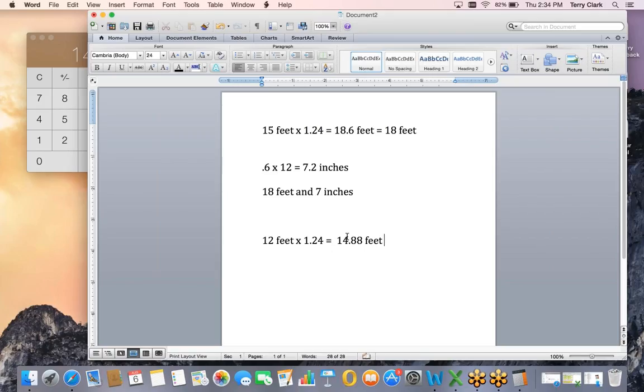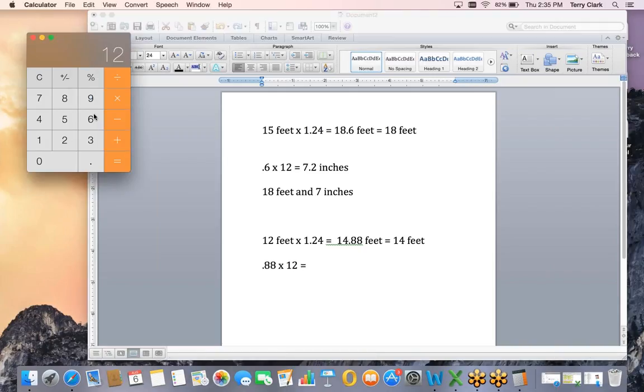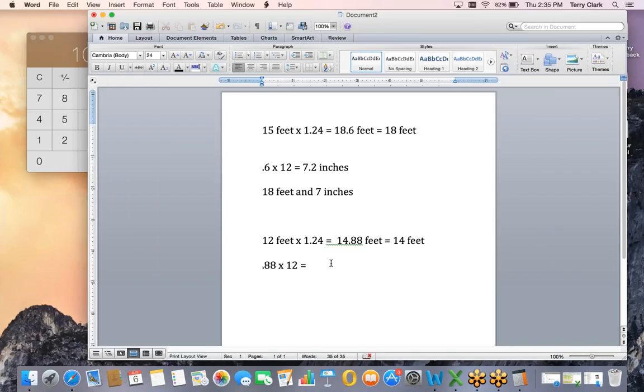So I got 14 feet. Now I've got to convert the 0.88 feet into inches. So it's going to be 12 times 0.88. So that's going to give me 10.56 inches. And then the inches I'll round to the nearest whole inch. So 10.56 will get rounded to 11. So my final answer is going to be 14 feet and 11 inches.